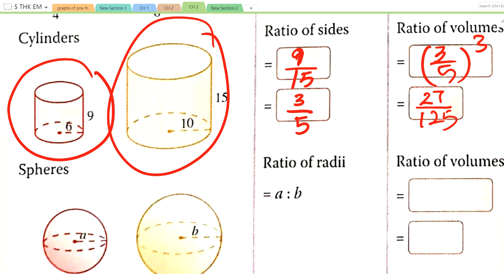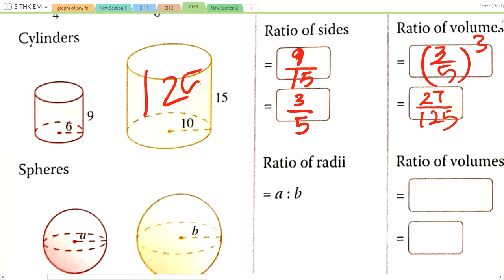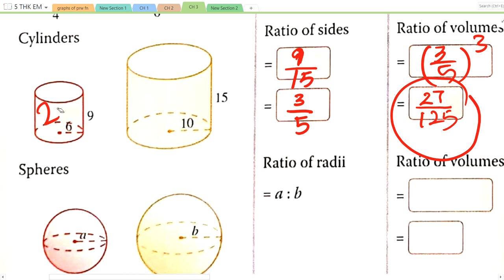No, it is not. If this volume is 125 units, what is the volume of the smaller cylinder? It is 27 only, right? That's the ratio given to us. If the volume of the largest cylinder is 125, the volume of the smaller cylinder is actually only 27. Is that slightly more than half? No, it is about 1 over 5 of the volume. So you need to know the relationship between the ratio of volumes and the ratio of sides.